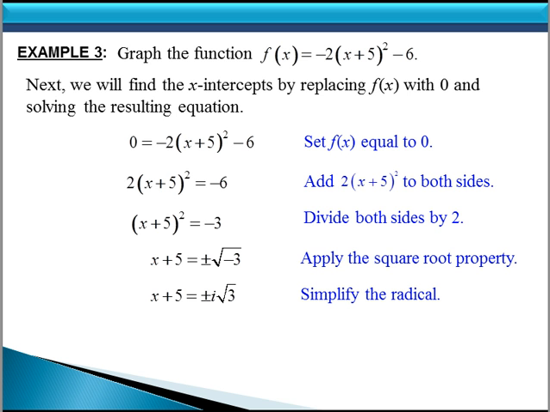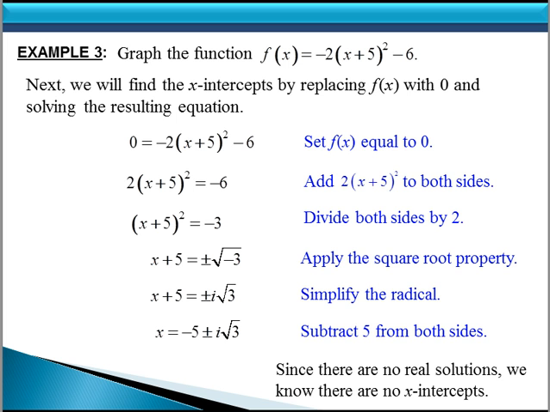Now when we simplify this radical, if we take the square root of negative 3, remember that that's really an imaginary number. So we pull that negative sign out, it becomes an i. And we can subtract 5 from both sides to isolate the x. But really you should be able to tell, a couple steps back, that we're actually going to get imaginary or complex number solutions. So what that tells us is that there are no real solutions to this equation, which tells us that there are no x-intercepts. So whenever you get complex solutions like we have here, that tells you that there are no x-intercepts.